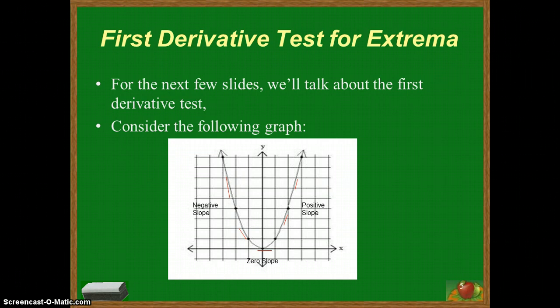The next 3 slides we're going to talk about the first derivative test. Consider the following graph, which is really a graph of y equals x squared. Notice, on the left-hand side of the graph, where x is negative, I've drawn short little red lines which indicate the tangent lines. Notice that the slope of these tangent lines are negative, okay? And as I move from left to right on the x-axis, the slopes go from negative to 0 at the origin to positively sloped tangent lines, which means the derivative is positive there on the right-hand side.